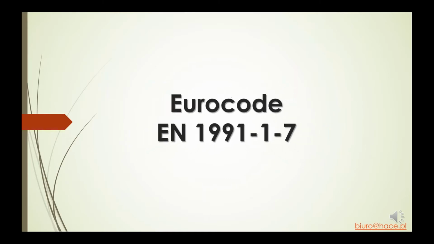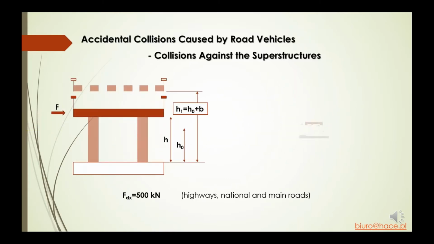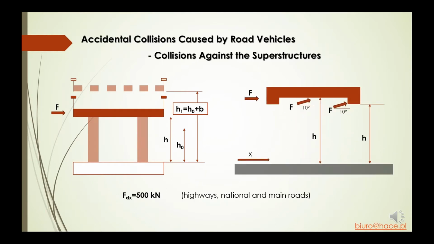Well, and what about the Eurocode? What does the Eurocode indicate about this type of impact? The Eurocode indicates to apply equivalent static loads. These equivalent static loads depend on the type of road, but for highways and national main roads, this force is equal to 500 kilonewtons. That is clear, but it's not very clear where and how to apply this force.